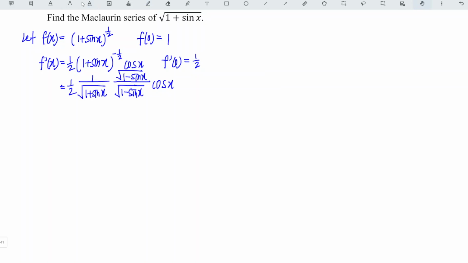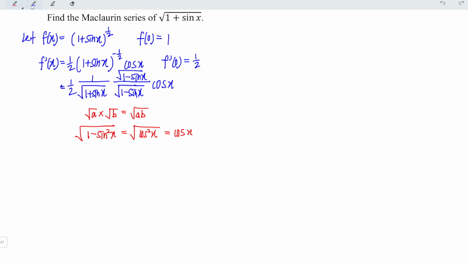Recall that by the law of indices, square root a times square root b is equivalent to square root of a times b. So in this case, it's equivalent to the square root of 1 minus sine squared x, which is equivalent to the square root of cos squared x. And we know that square root and square cancel each other, and we are left with only cos. In other words, the denominator part is equivalent to cos x. So cos x cancels with cos x, and this function is left with only 1 minus sine x to the power of half.